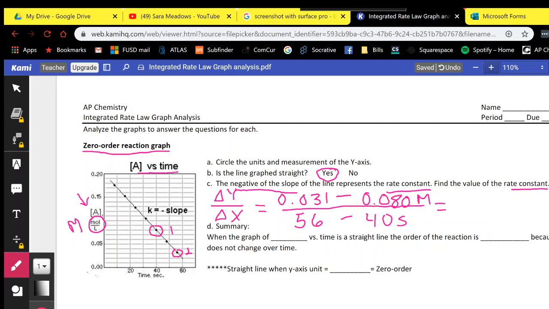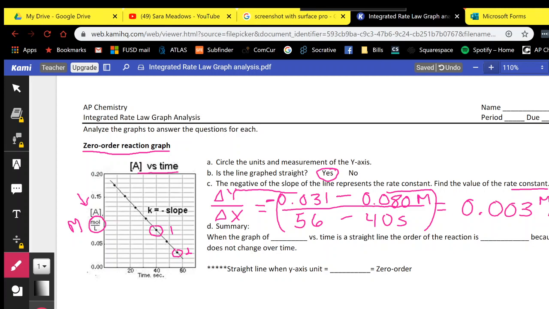When we do that, we're going to use our calculator and calculate. You can use yours to practice it. We don't have to do this type of calculation a lot, but I did want you guys to see it. Divide that by 56 minus 40, which is 16, and remember it's the negative of this, so we want to flip the sign. We get 0.003. That would be molarity per second. Since we are doing the y value over the x, y over x is molarity per second. So we can find the slope, and this is our value for our rate constant, which is pretty nice.